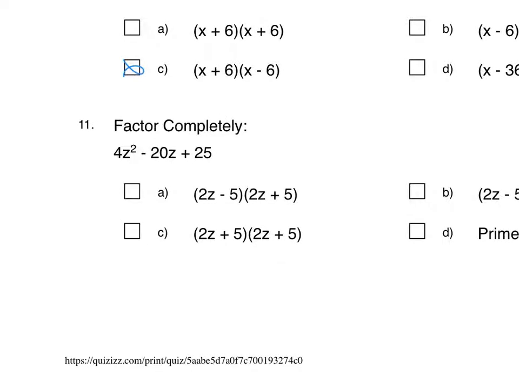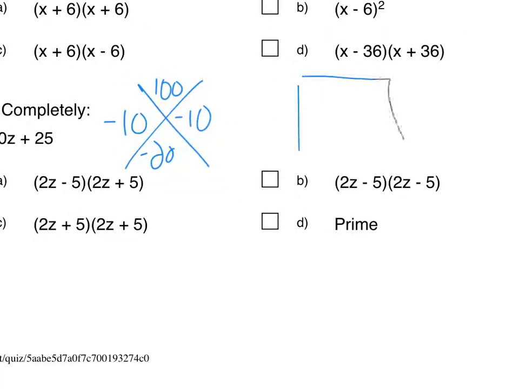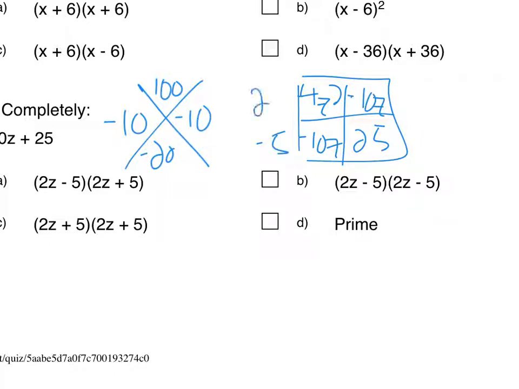Hey, 11, we are factoring three terms, so I'm going to X-box. A times C is 100. I get negative 20 on the bottom, so that is negative 10 and negative 10. To our box, and we had 4z squared, 25, negative 10z, and negative 10z. So I get a negative 5 and 2z, 2z, and negative 5. So 2z minus 5 times 2z minus 5.